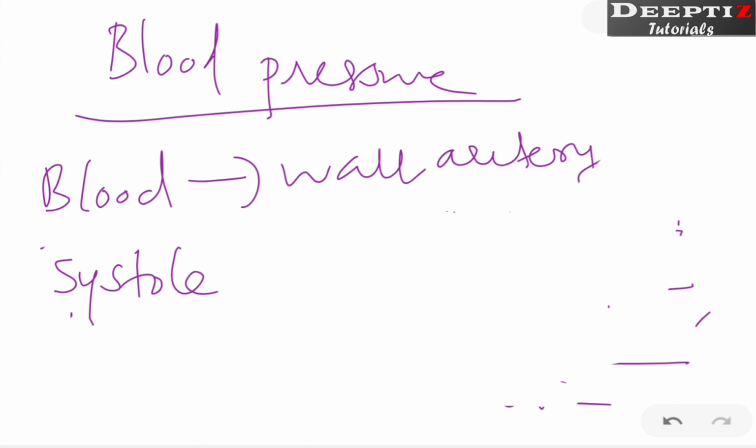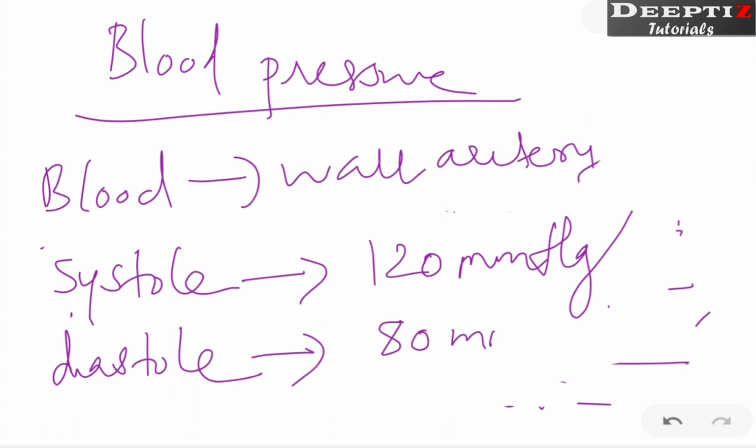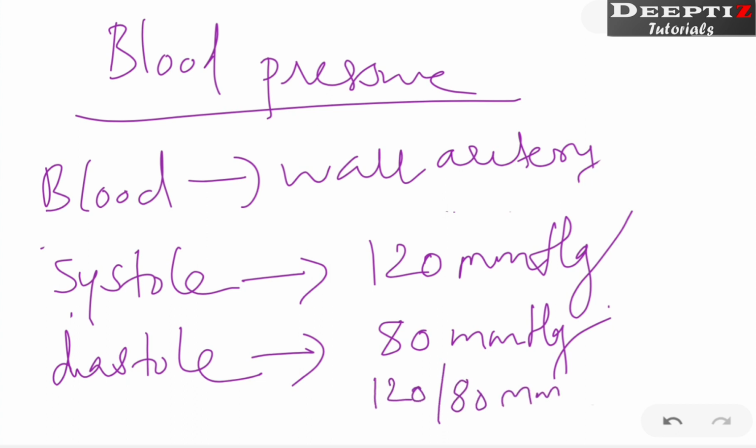One is systole, that means when the heart contracts, more blood will be pushed into the blood vessel, and that pressure is going to be 120 millimeter of mercury. Now what is diastole? Once the heart contracts, it immediately relaxes. At that time the pressure is going to be lesser than the contraction, that is going to be 80, which means a normal person should have blood pressure as systolic pressure over diastolic pressure, that is 120 over 80 millimeter of mercury.